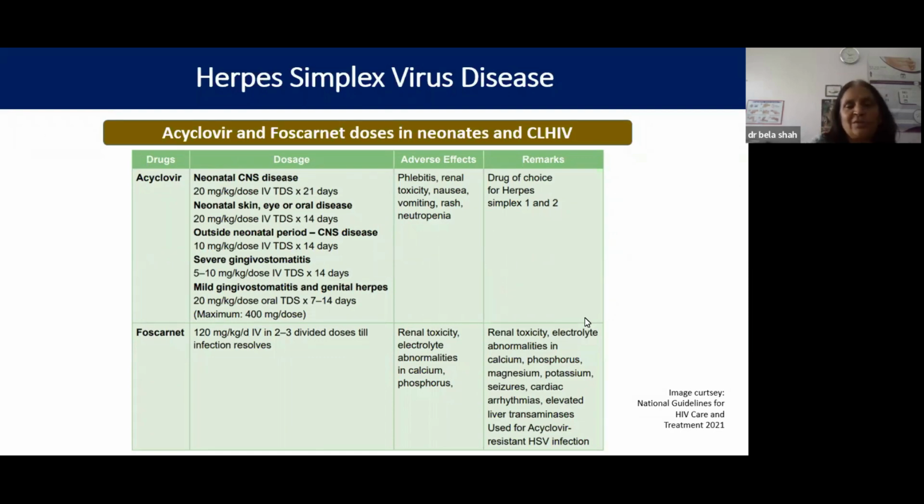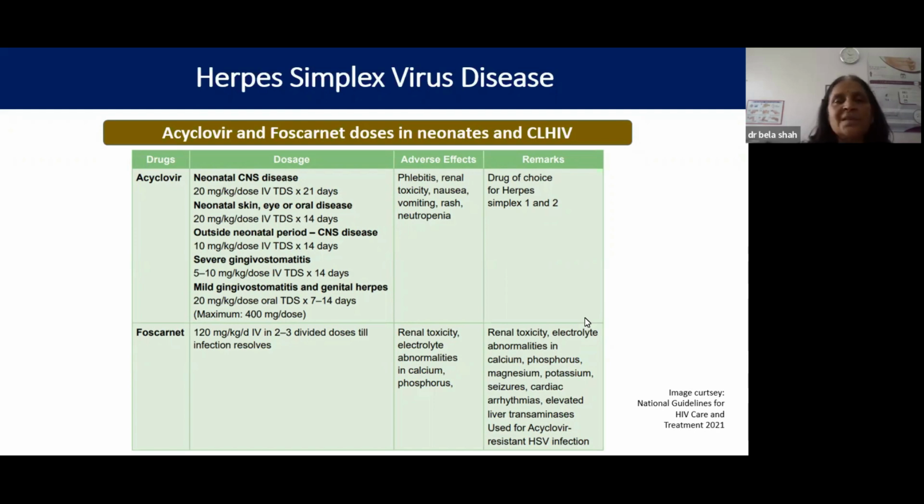And in neonates, we have to see what is the type of involvement, whether it is skin, eyes, oral, or it is only CNS disease, or it is severe gingivostomatitis, or mild gingivostomatitis. As per the clinical manifestation, the dose of acyclovir will vary.